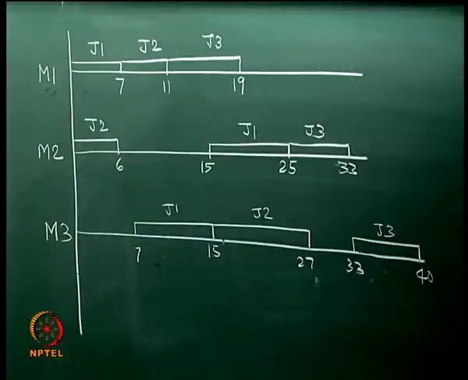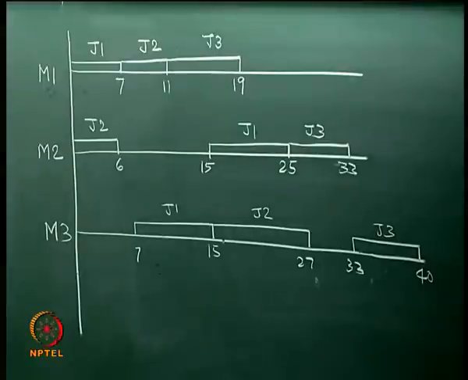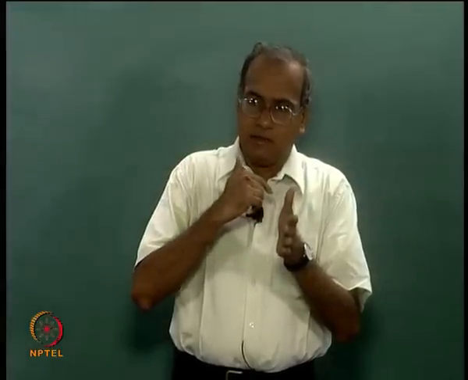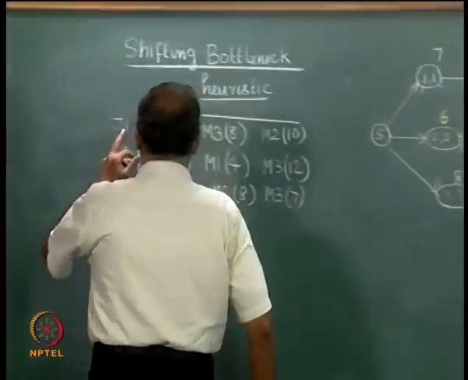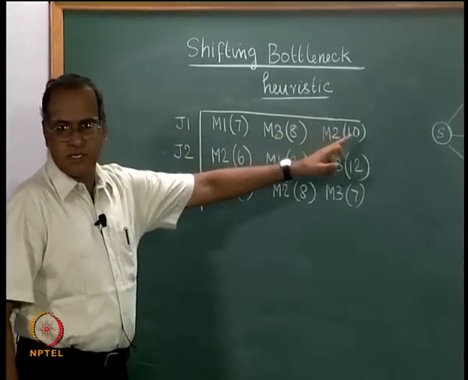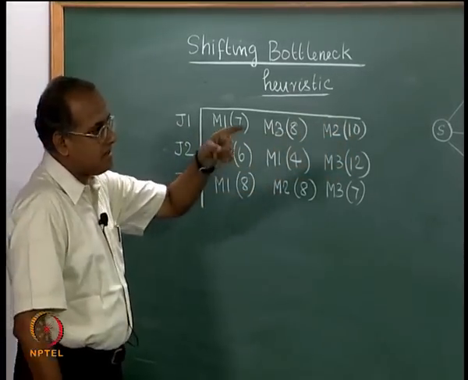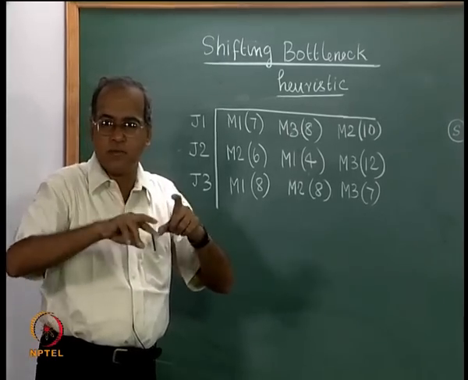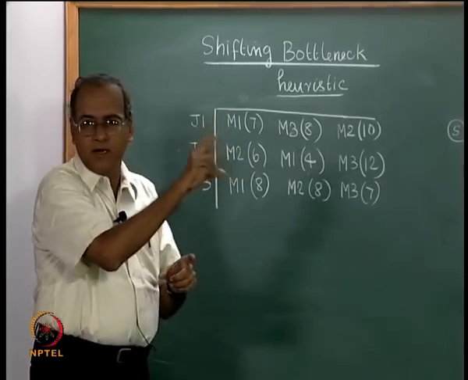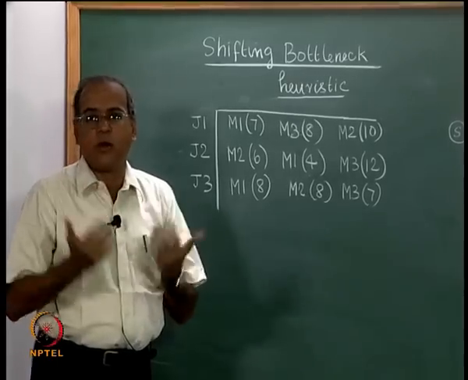So, one other way of describing a schedule is to determine the order in which the jobs are going to visit the machines. In any case, job 1 has to visit all the 3 machines, but we are interested in taking each machine and the order in which the jobs come in. That is the variable part which we are actually trying to optimize.